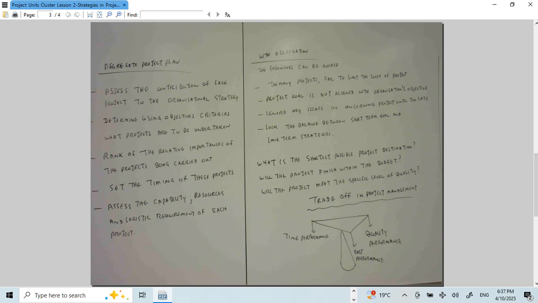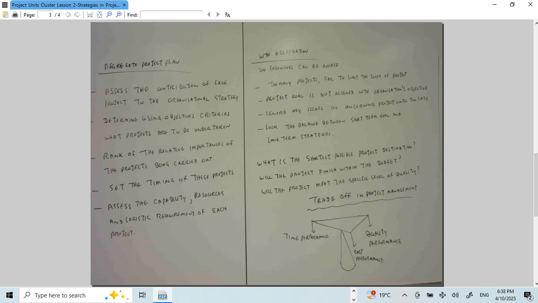Being carried out. And you also have to make a timing system. Timing means there are so many activities, so you have to set the timing: which one comes first, which one comes second, how long, how is the schedule. Those are the timing. So setting the timing on these projects is also an important step.